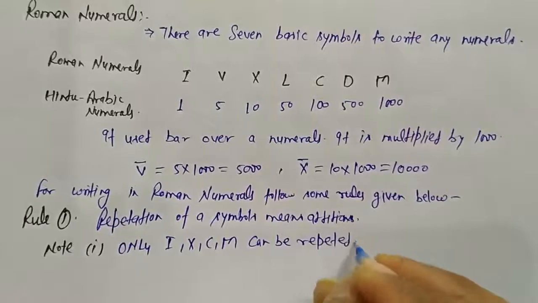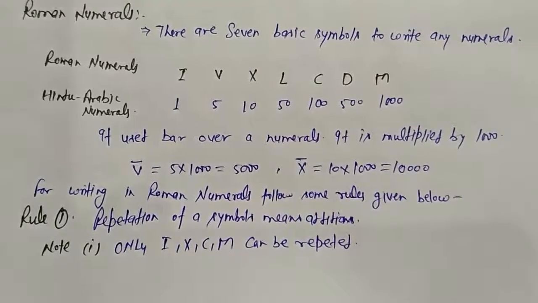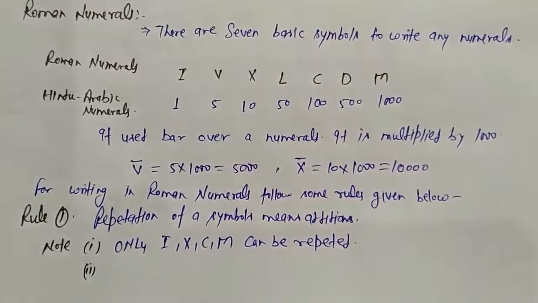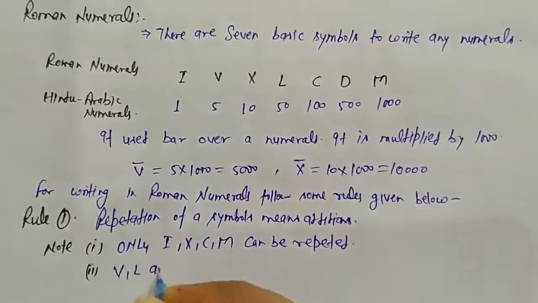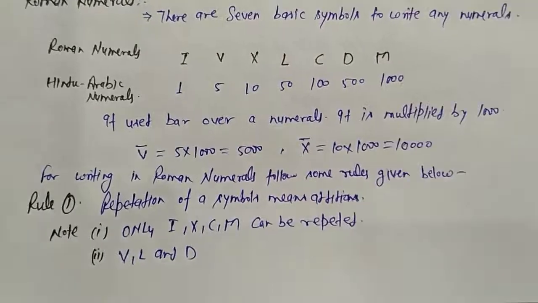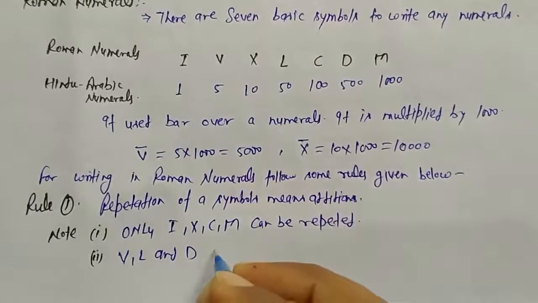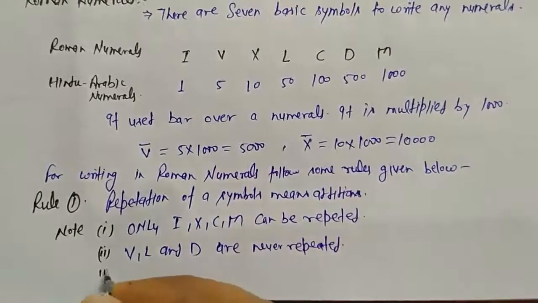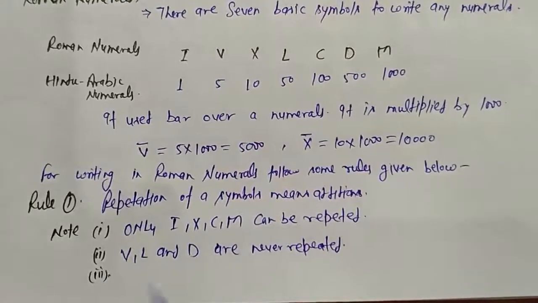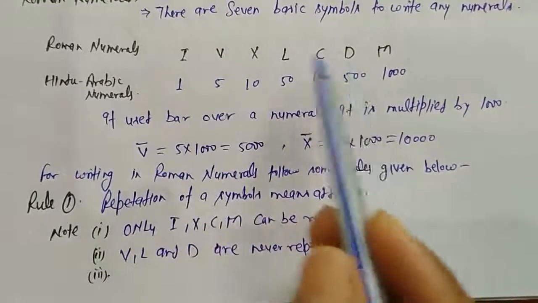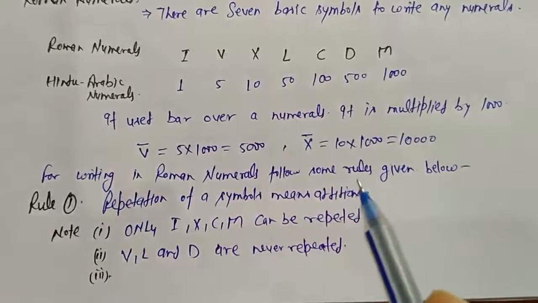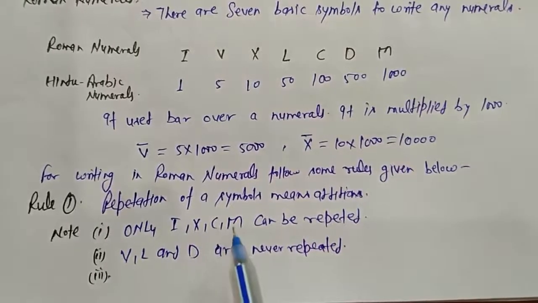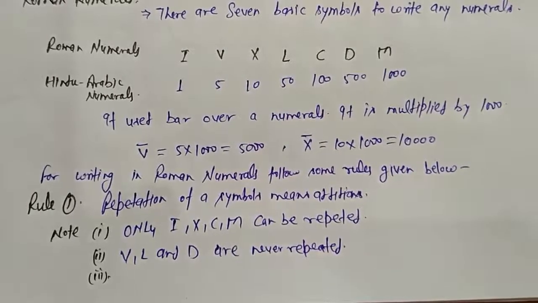सिर्फ हम I, X, C और M को ही रिपीट कर सकते हैं. Second note: V, L and D are never repeated. V, L और D कभी भी रिपीट नहीं होते हैं. And the third, more important: the symbols I, X, C and M can be repeated at most 3 times.